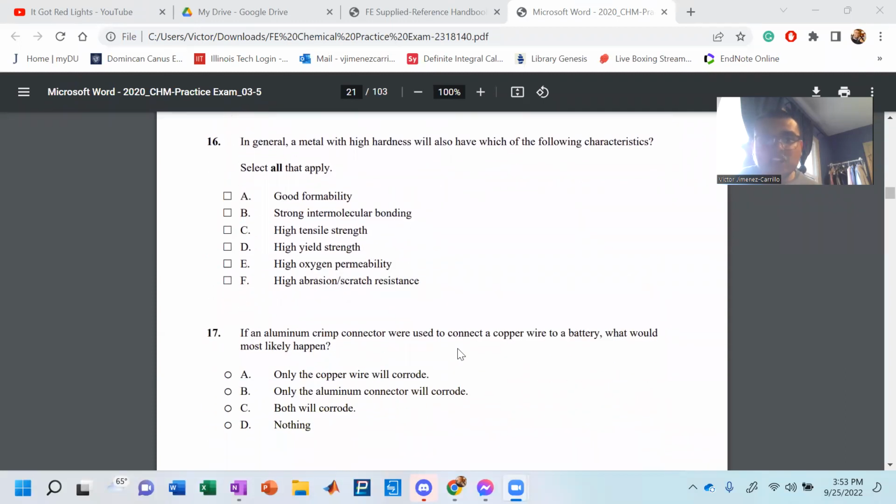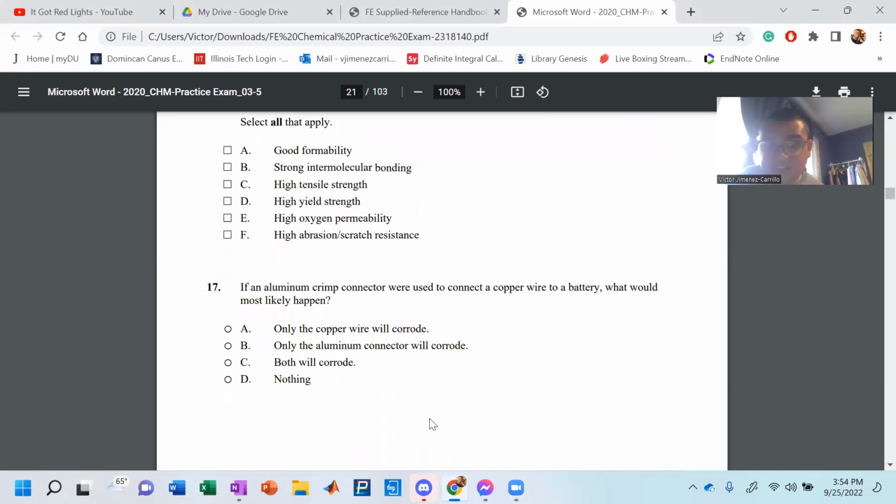Okay. 16. In general, metals with high hardness will also have which of the following characteristics. Now, Madeline, I expect you to know this. You're a chemist. But normally metals that are really hard have high tensile strength, high yield strength, high intermolecular bonding, which makes sense because metals are normally ionic, high impact rebound, and scratch resistance. So the answer is B, high tensile strength, high yield strength, and high absorption and scratch resistance. You sort of just need to know that. There's no in between. It kind of sucks. So you're stuck if you don't.